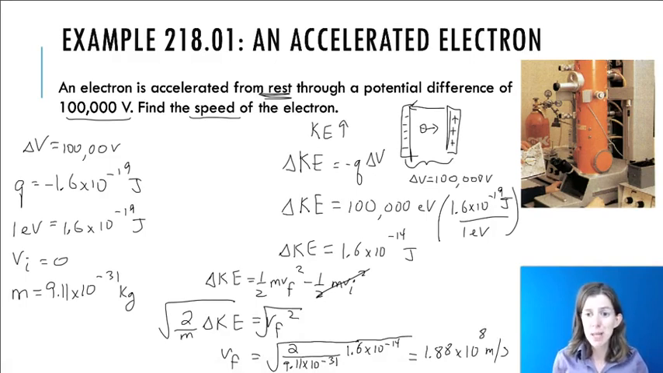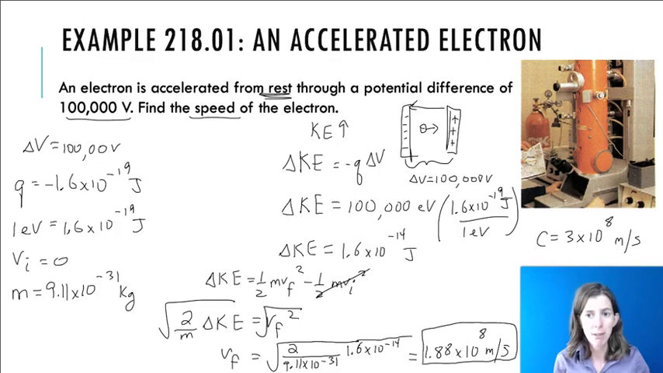So that is a huge speed, and that is what these particle accelerators do. They get these particles to really great speeds to make exciting discoveries. As long as your answer is less than the speed of light, then it's probably correct. Just FYI, the speed of light, we'll talk about it later, is designated with the letter c, and it's 3 times 10 to the 8 meters per second. So that's the speed of light. As long as you're less than that, then you're good.